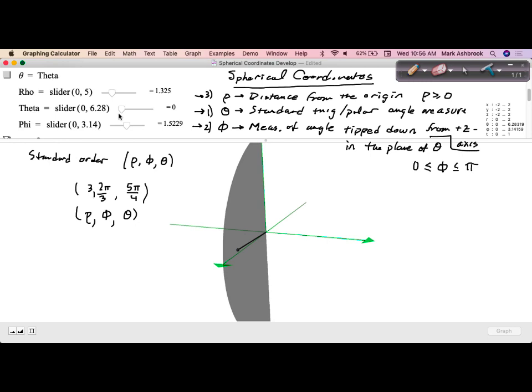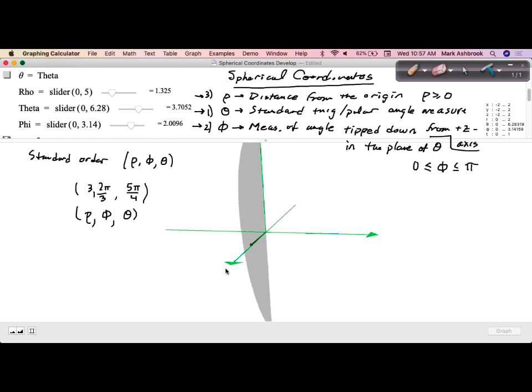Okay, so what quadrant is it in, first of all? First, second, third, or fourth? Third, 5 pi over 4. It's right about there, like that. Agree? Okay. And then, are we above or below the xy plane? Below the xy plane, we're 2 pi over 3 for phi. So here's 0, right? Tipping down in the direction of theta. 2 pi over 3 is a little bit closer to the xy plane than the z-axis. So maybe something down like that.